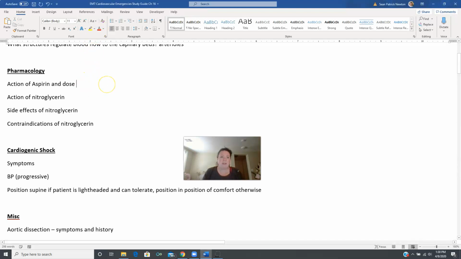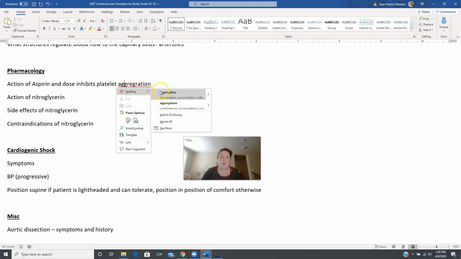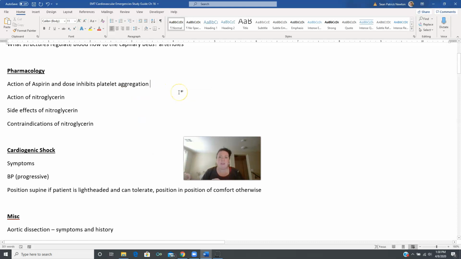So how does the aspirin work in preventing an MI? It inhibits platelet aggregation. So it makes the platelets less sticky. And that way, when the patient has a ruptured plaque in the coronary artery and a clot starts to form, it can help by making the platelets less sticky.